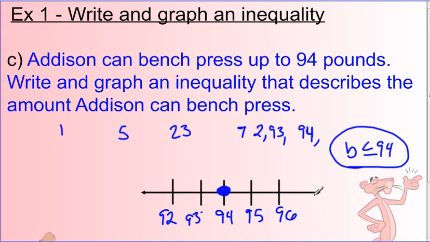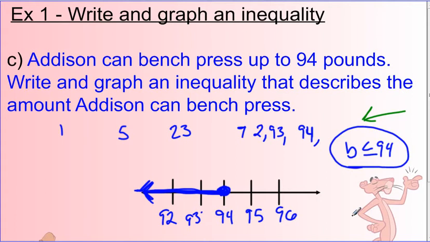And which direction do we shade? It says B is less than or equal to 94. These numbers are less than. Using the arrowhead trick, it looks like an arrowhead facing that way. See it? Facing that way. So we'd shade that way. Both ways we did it told us we're going to be shading to the left. And that's what we have. So we wrote the inequality, we graphed the inequality.